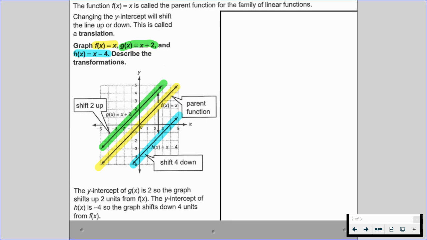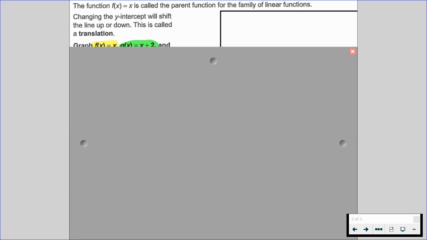And again, because the y-intercept of g of x is 2, the graph shifts up 2 units from f of x, and likewise the y-intercept of h of x is negative 4, so the graph shifts down 4 units from f of x.